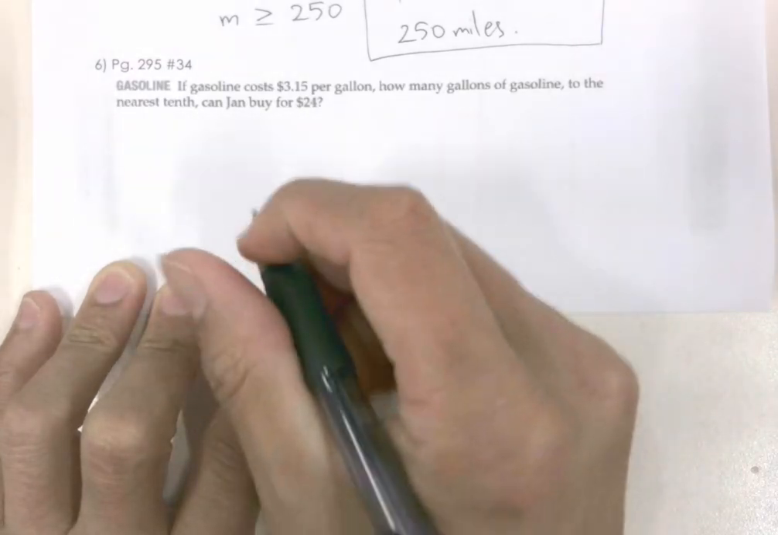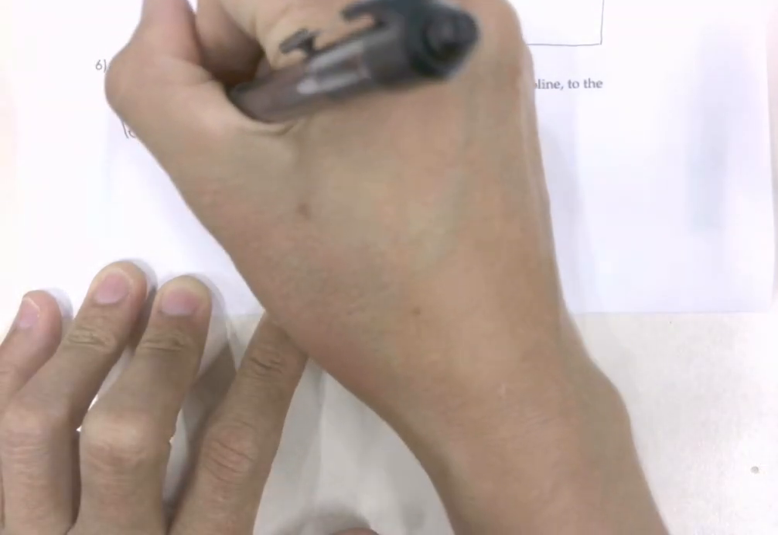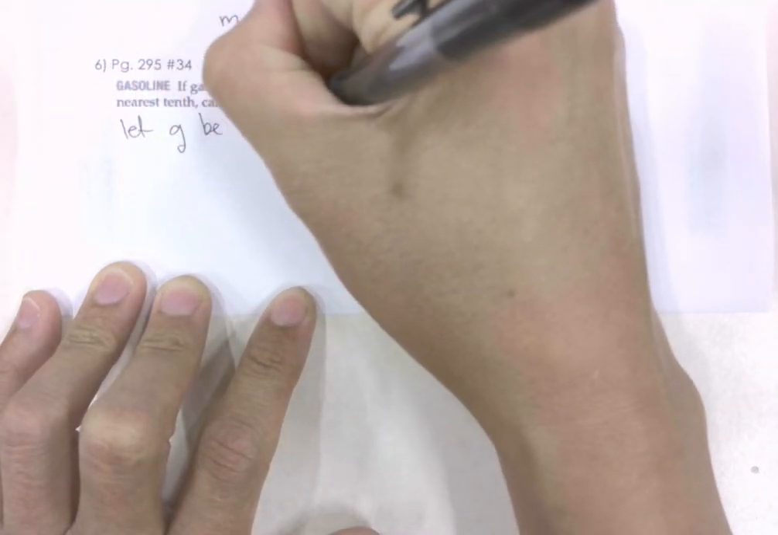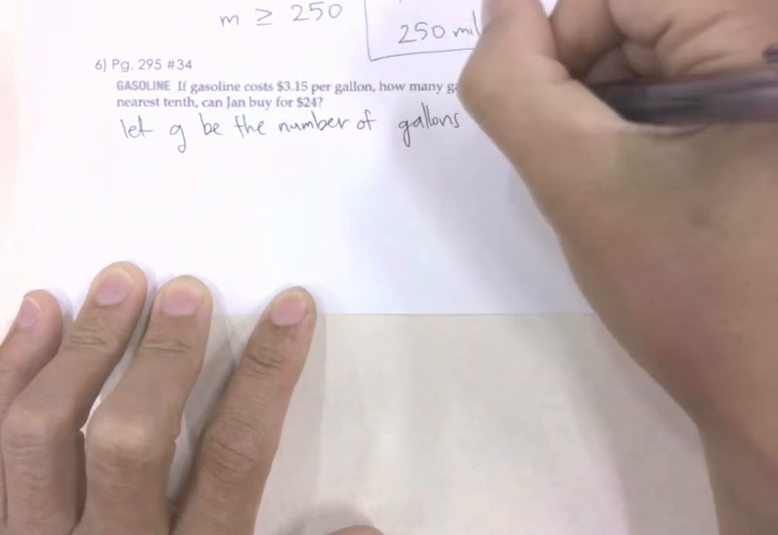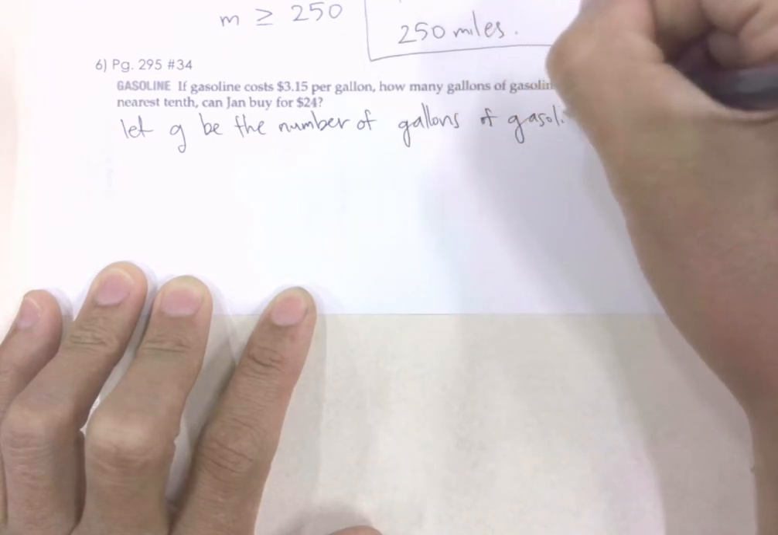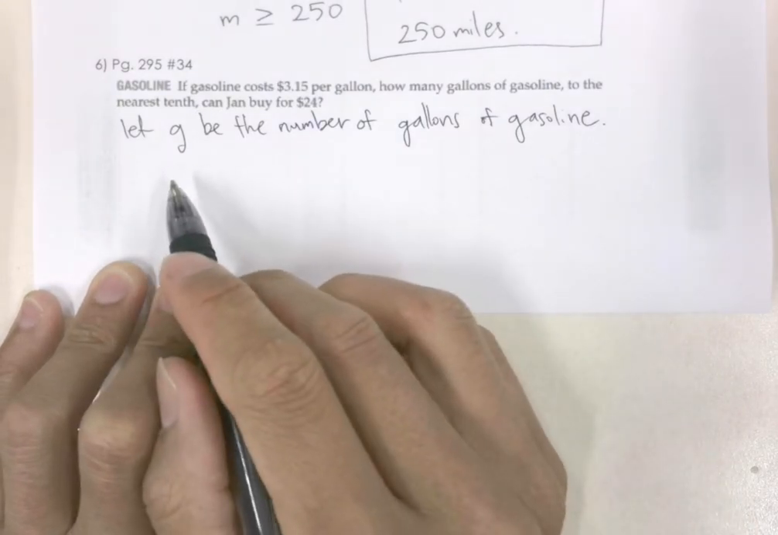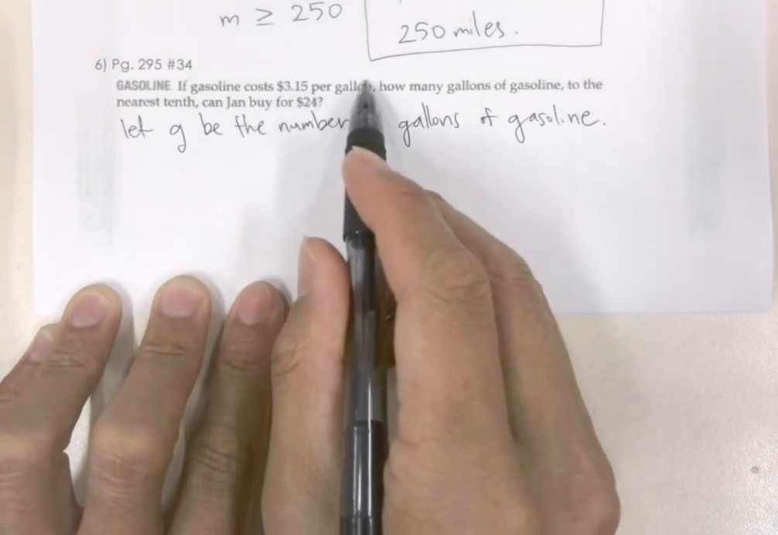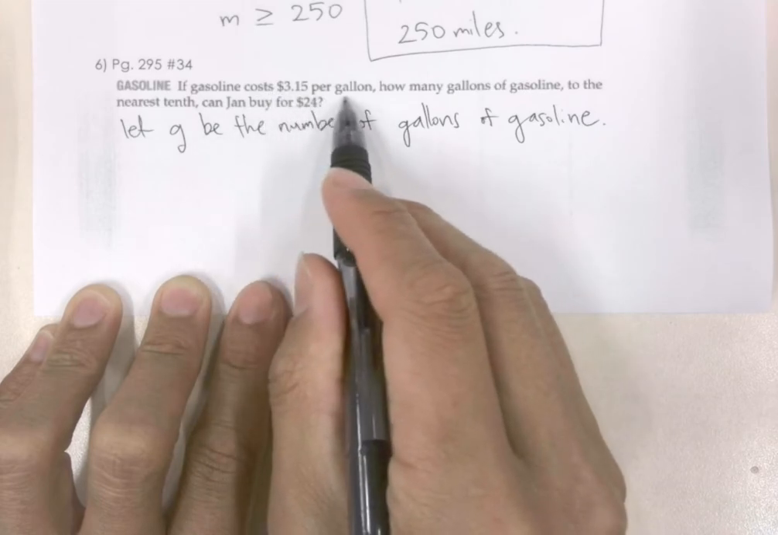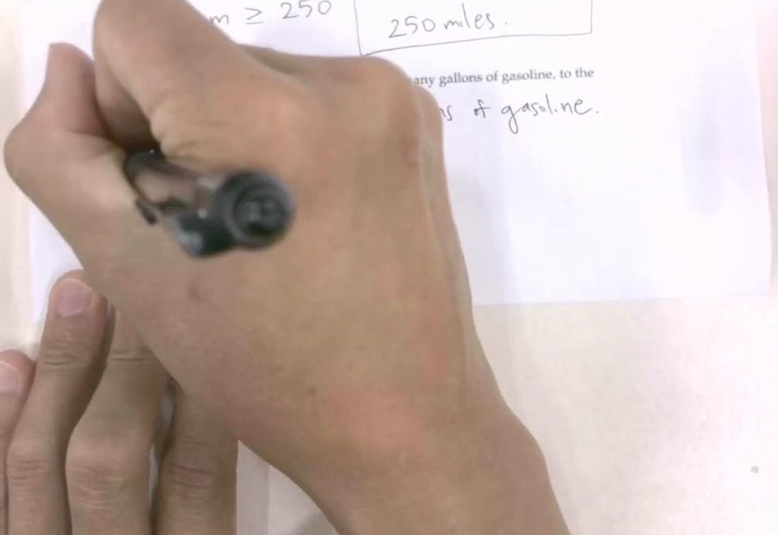So on the left side of the equal sign, we're going to go ahead and create a variable. Let G be the number of gallons of gasoline bought. Now, to figure out how much Jan needs to spend, we take the cost per gallon of gasoline and we multiply it by the number of gallons bought. So we'll say 3.15 times G.